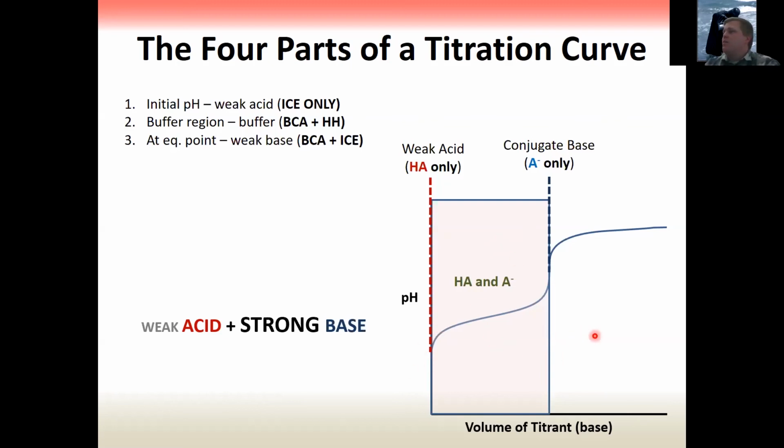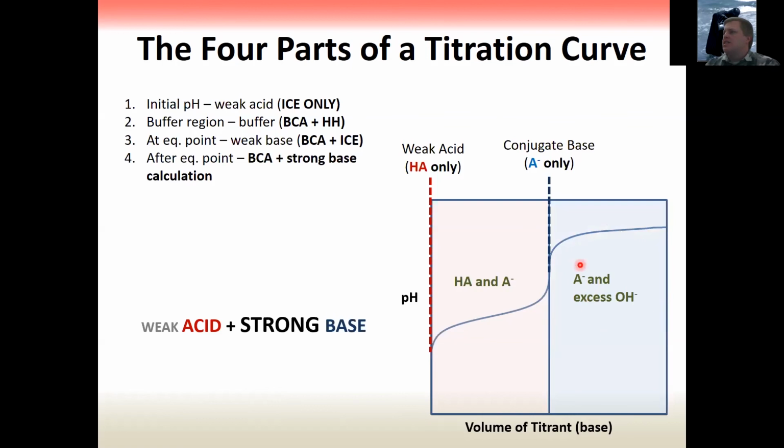All right, but what about this other region, this big shadowy place where the hyenas live? How do we calculate the pH over there? Well, over here we have excess OH minus, so we have excess strong base left over, and we also have some conjugate base in there. How do we add those together to figure out our pH?